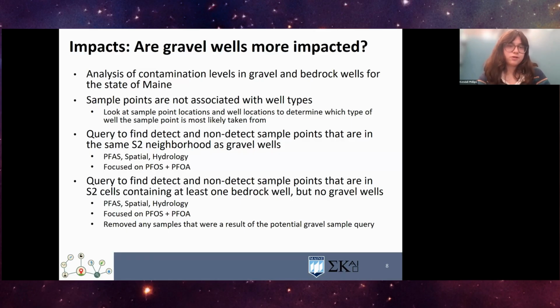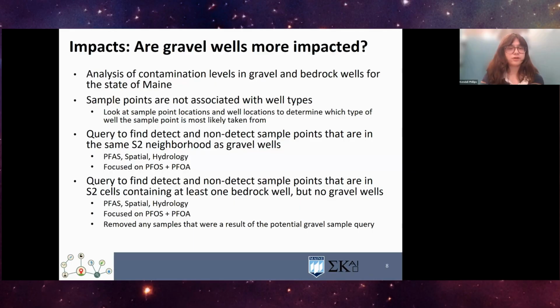So in order to figure out if a sample point was likely from a bedrock well, I'd look to see: is it near a bedrock well? Is it near a gravel well? What sort of well it was near. So the first part was to query to find both detects, which was anything above 4 parts per trillion, and then non-detects, which is anything below 4 parts per trillion, for sample points that are in the same S2 neighborhood as gravel wells. So that would be the S2 neighborhood, or the S2 cell that contains the gravel well, and then the 8 surrounding cells.